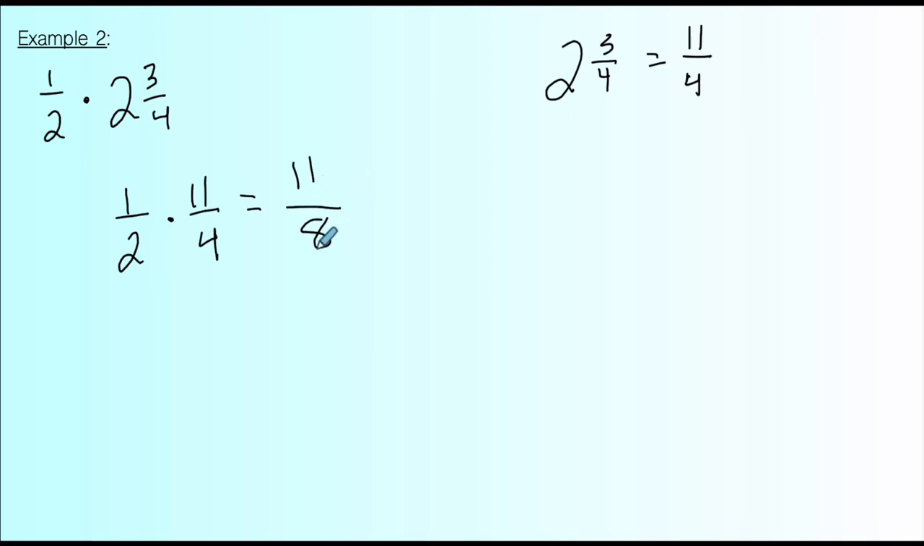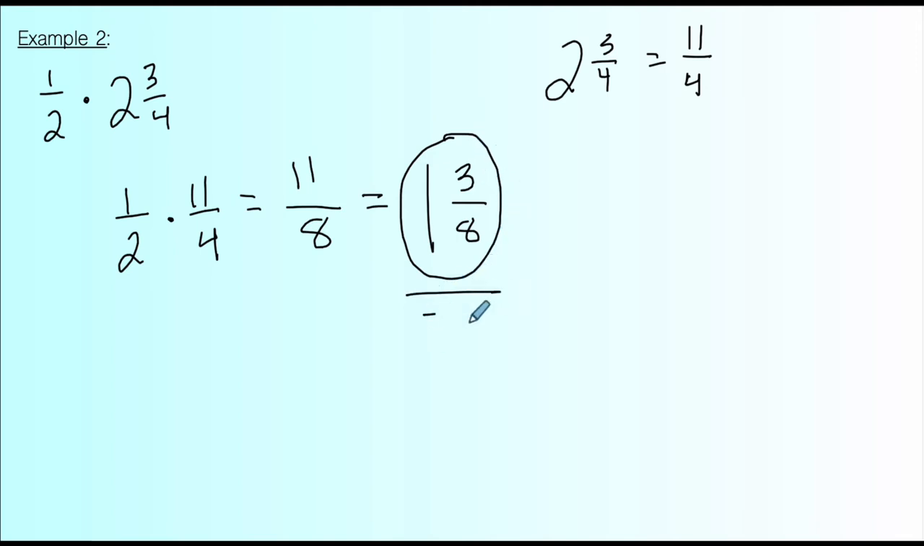So 8, the denominator, can go into the numerator one time. 8 can go into 11 once with 3 left over. And now it's simplified. Can't make it any better than that. So 1 half times 2 and 3 fourths is 1 and 3 eighths.